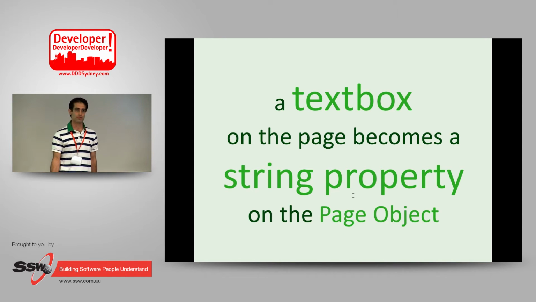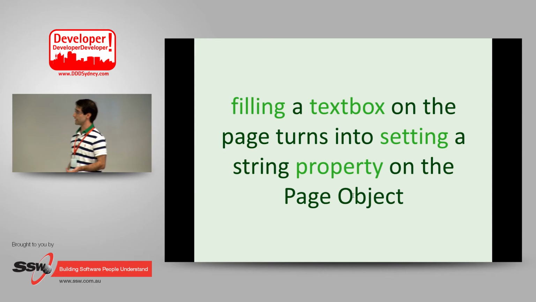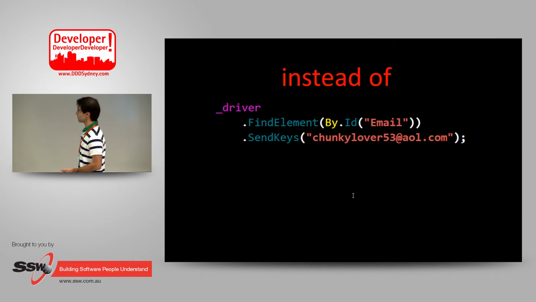Likewise, a text box turns into a string property on your page object. So if you want to fill in some values in a text box, you just set that string property, as easy as that. And if you want to read the value out of that text box, it's a getter property. You just get that value out of that text box.